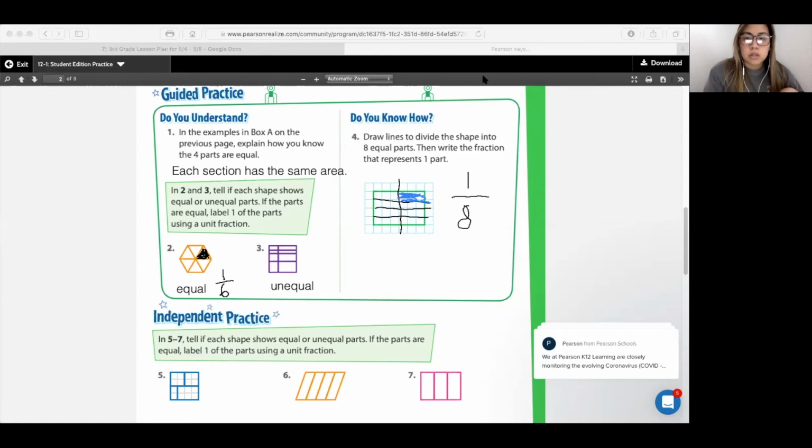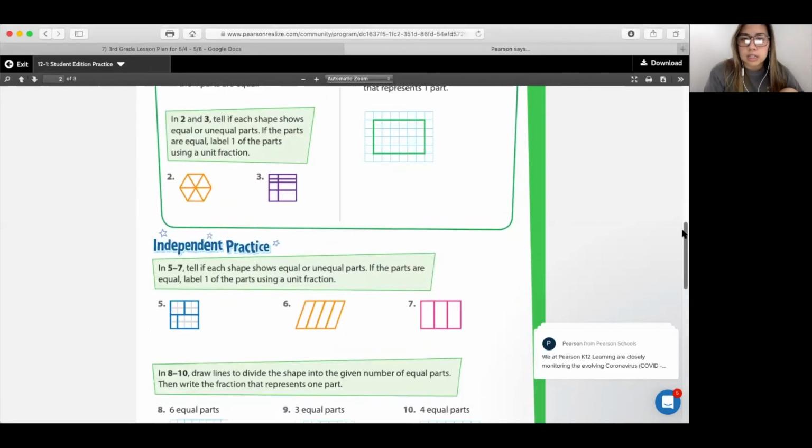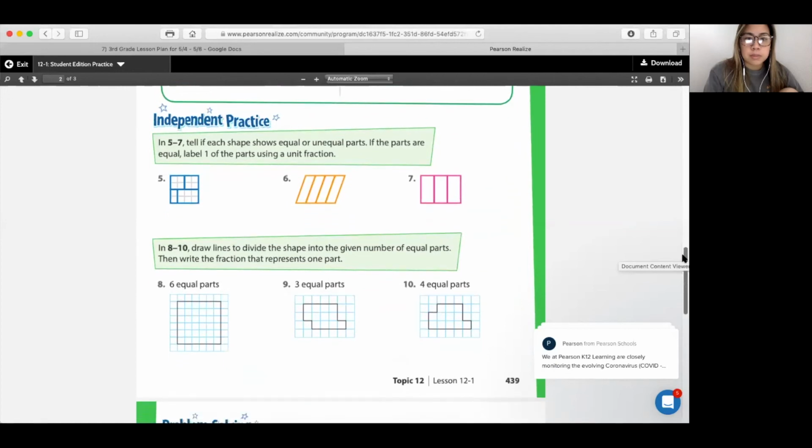Okay, so if you need to keep writing that, go ahead and pause this video. I'm going to go ahead and move on to your independent practice. And I cleared all my drawings. For your independent practice, in 5 through 7, tell if each shape shows equal or unequal parts. If the parts are equal, label one of the parts using a unit fraction. So same thing, if we were to color in one section, what would the fraction end up being?